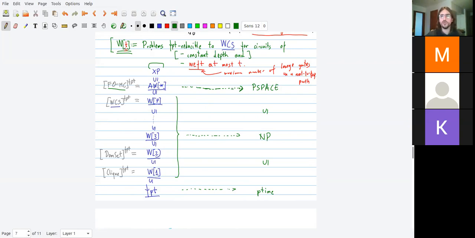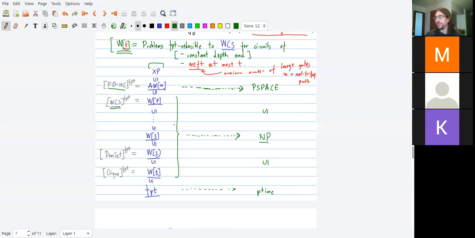What I would like you to take from this picture is that there is a whole hierarchy of classes W[t], and they all sort of correspond to NP in some sense, because this weighted circuit satisfiability is sort of an NP problem. And in a sense, this means that in parameterized complexity, there is no single NP, but the whole NP is stratified into this W hierarchy with respect to the strength of the verifier. And the strength of the verifier is expressed in the weft of the circuit encoding this verifier.